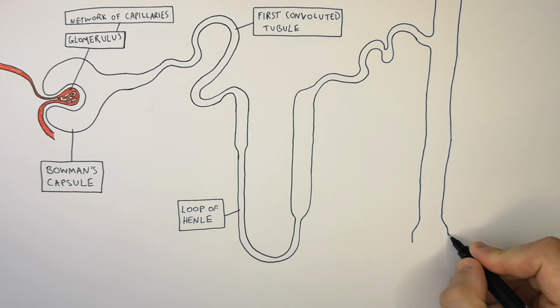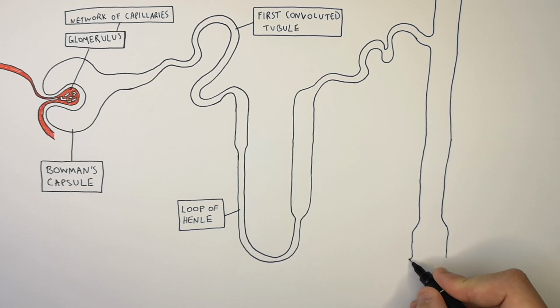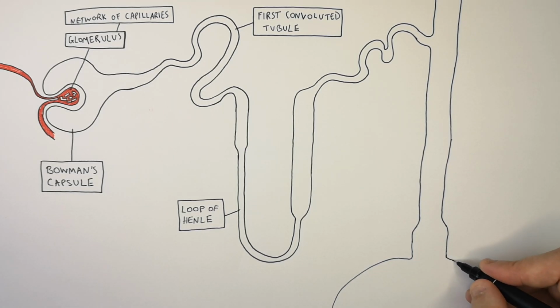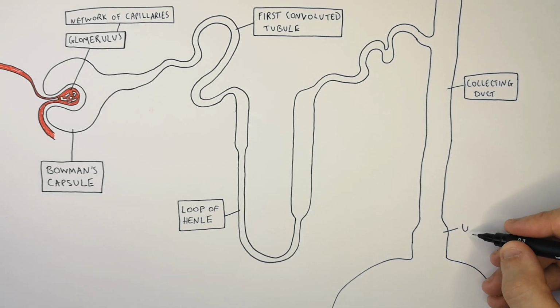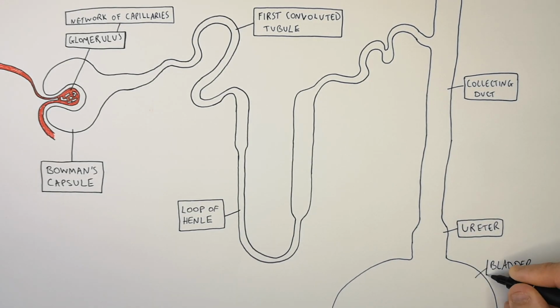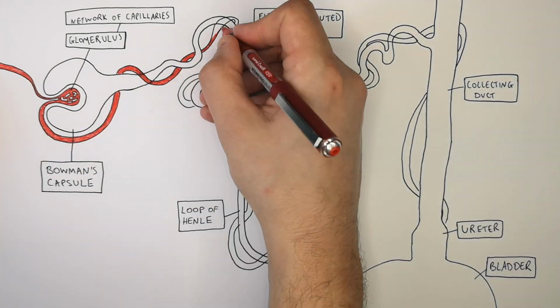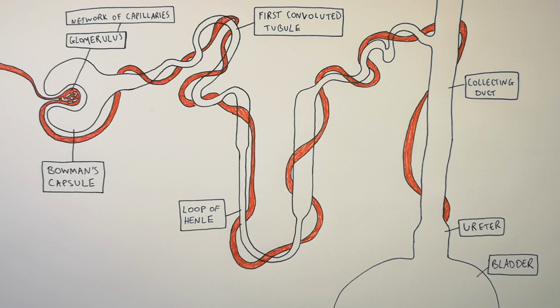This is the ureter. So the collecting duct passes into the ureter, which then connects to the bladder. So the collecting duct connects to the bladder via the ureter. So this is the collecting duct, this is the ureter, and this is the bladder. And surrounding the nephron is a series of capillaries. So capillaries surround the nephron. They allow molecules to be reabsorbed from the nephron back into the blood.